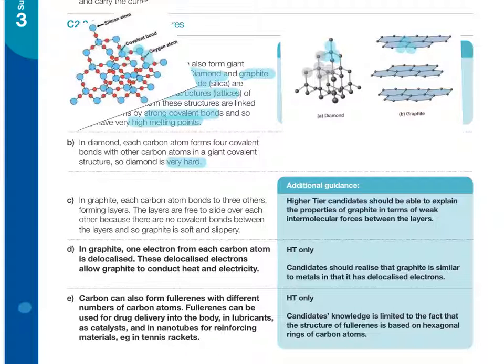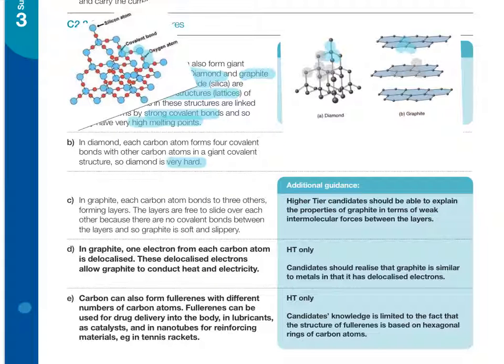In your graphite, it's slightly different. You've actually only got each carbon bonded to 1, 2, 3 other carbons. And that's again a really common exam question. They'll ask you for the differences between diamond and graphite, or they'll ask you to describe the bonding in diamond or graphite. Diamond has 4 bonds to every carbon, graphite only has 3.